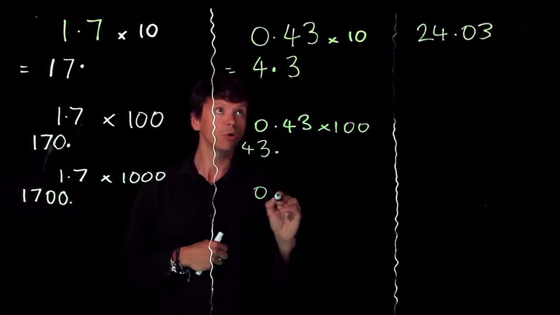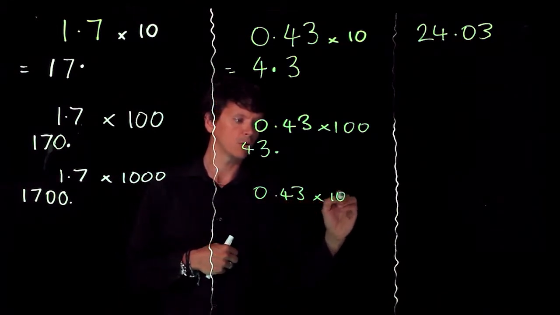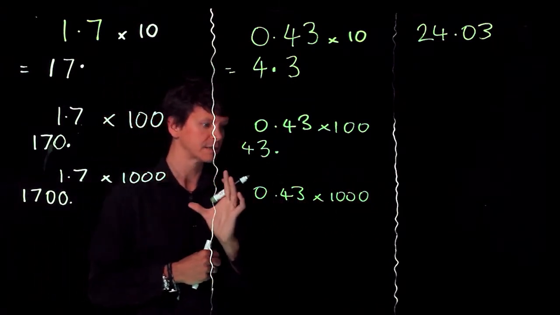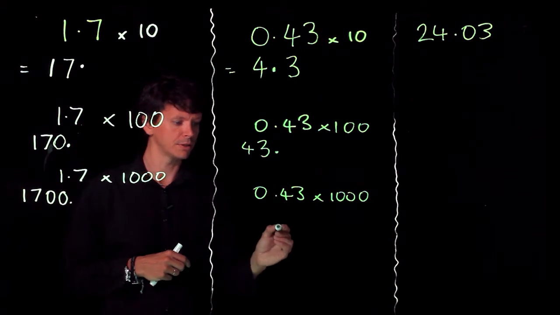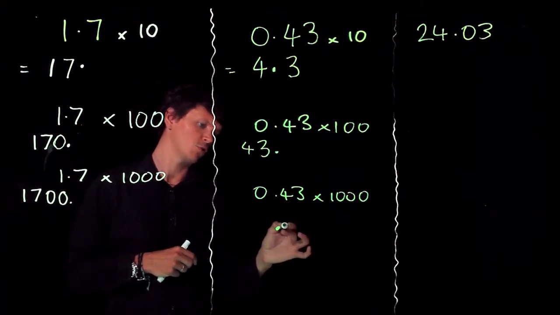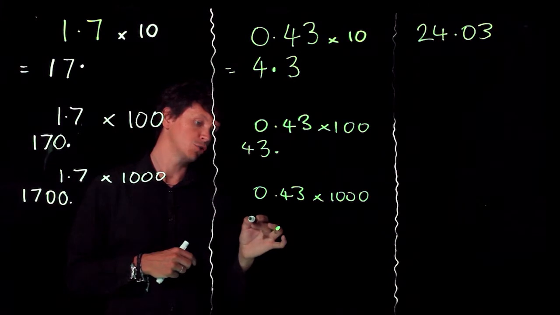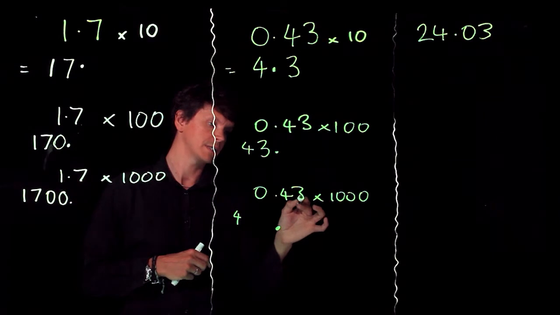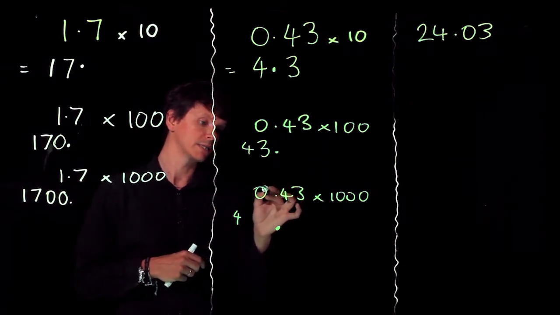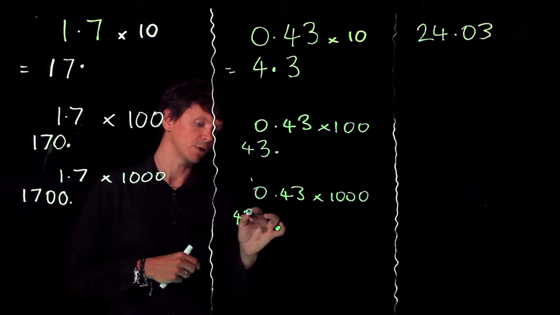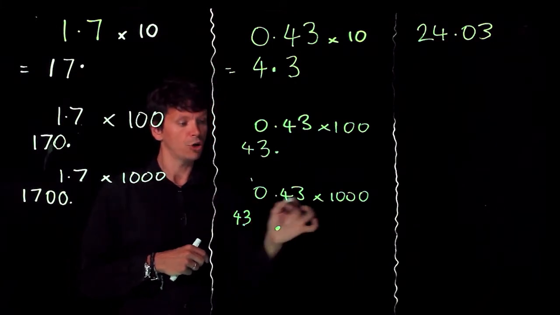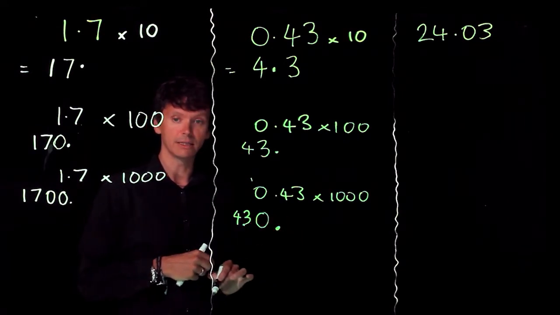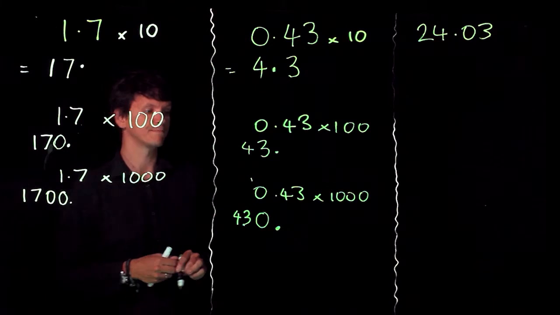And finally, 0.43 times 1,000. We're moving these 3 places because we're multiplying by 1,000. So there's our 4. We move it 1 place, 2 places, 3 places. Our 3 moves 1 place, 2 places, 3 places, into our tens column. We've got no units because we've got nothing after the 3, so we've got a space there. We'll fill that in with a 0: 430.